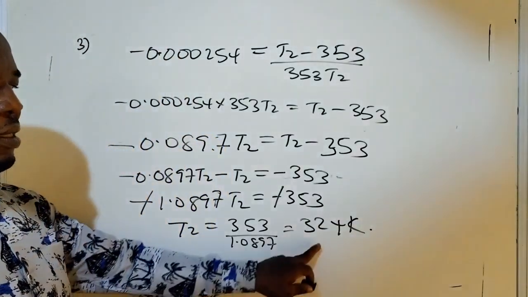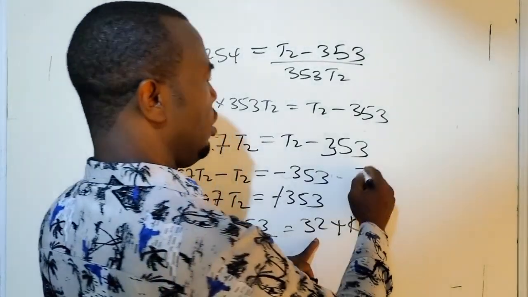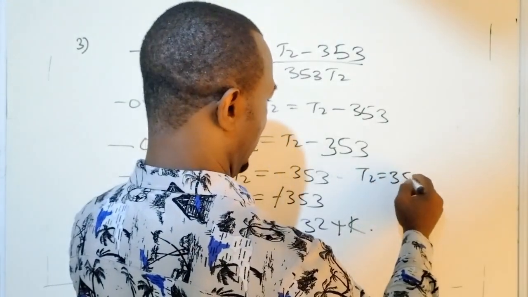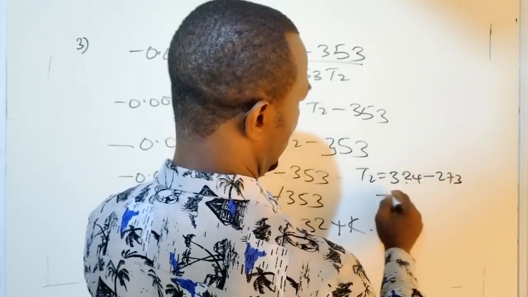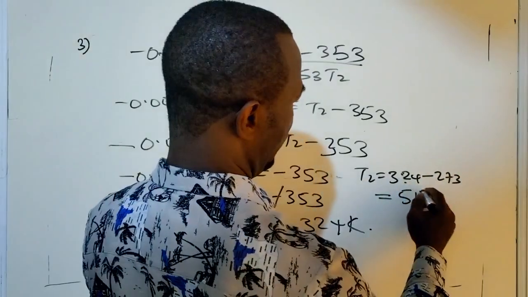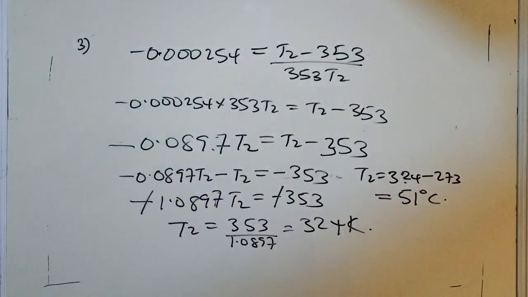If you wish to express the answer in Celsius, what you do is you subtract 273 from it. That is 324 minus 273, and that will give you 51 degrees Celsius. If you convert to Celsius, that becomes the answer in Celsius. So having done that, move to Hess's law.